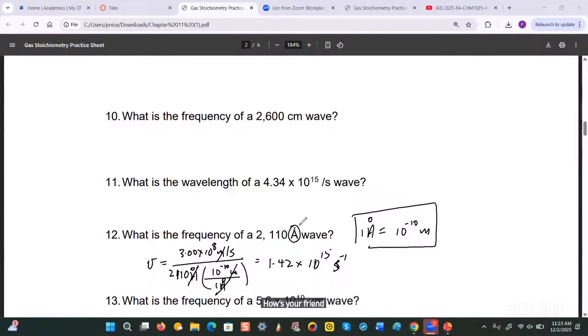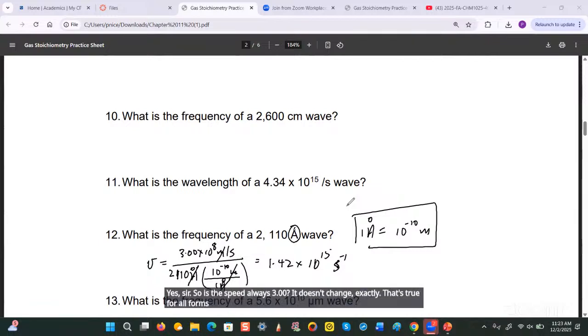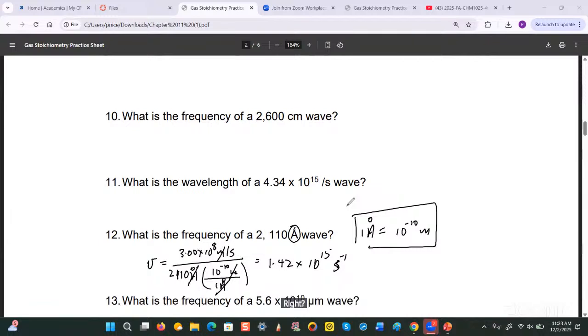Yes, sir. So is the speed always 3.00? It doesn't change, exactly. That's true for all forms of electromagnetic radiation, right? That's true for the different colors of light. That's true for infrared, true for ultraviolet, microwave, whatever.